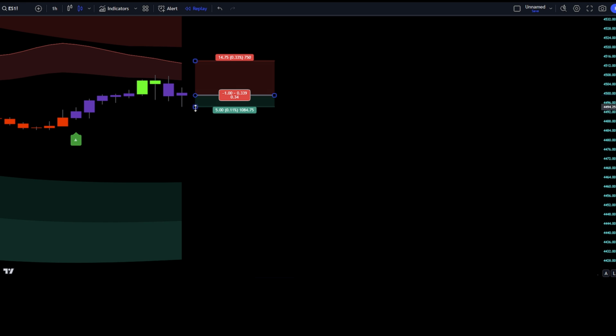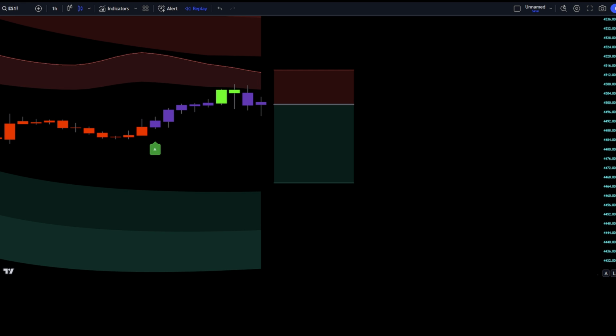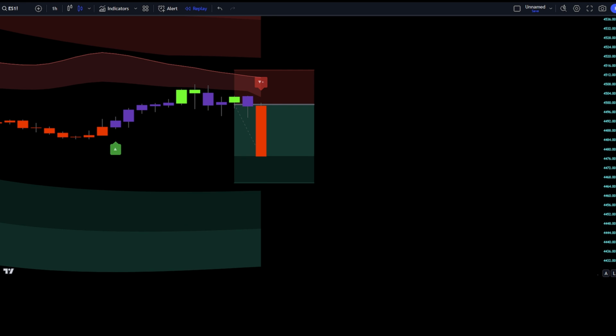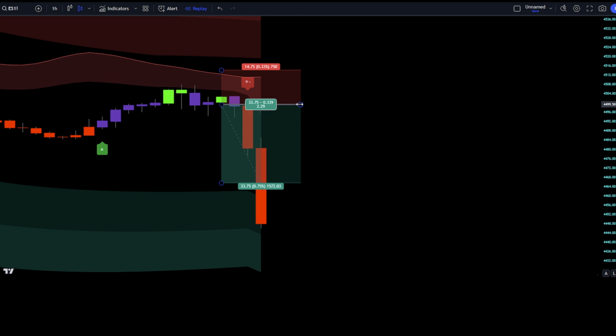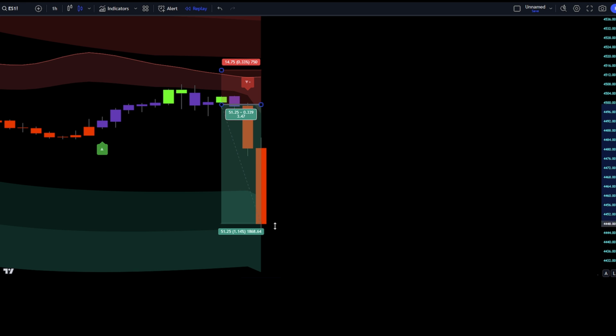Now, if these conditions are met, we can enter a sell trade. To position our stop loss, we are going to use the smart trail and we want to book profit as soon as the price hits the green reversal zone.